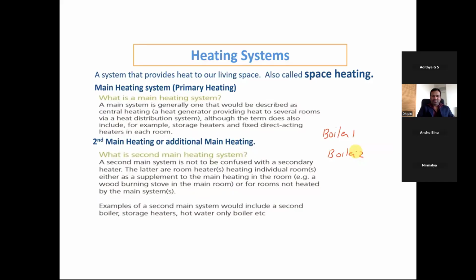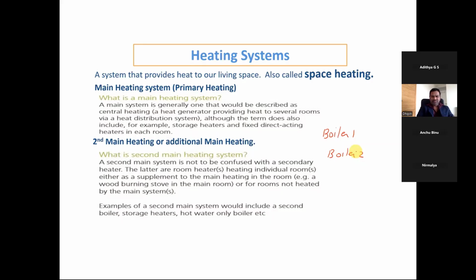Okay, so coming back to the heating system, a system that provides heat to our living place, also called spatial heating. And as I've been telling, referring to this mostly, it's called a boiler here, and there will be a main heating system. You would see all kinds of provision in the living room, everywhere, in the bedrooms or almost all the areas at home here.